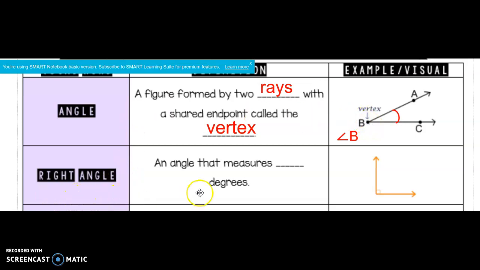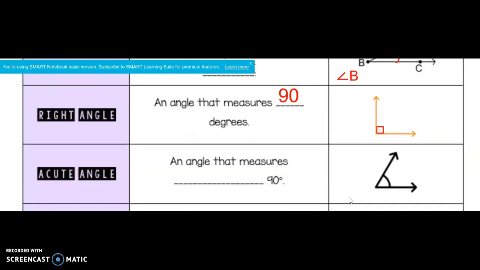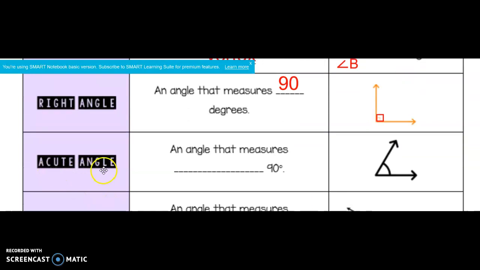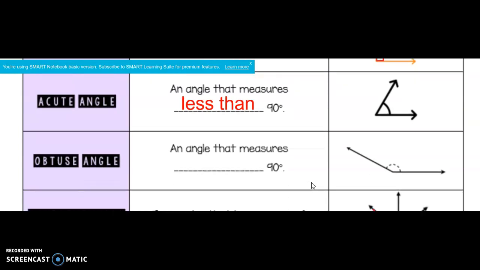Right angle is an angle that measures 90 degrees. Often we'll see a box drawn to show that it is a 90-degree or right angle. Acute angle, an angle that measures less than 90 degrees. Obtuse angle, an angle that measures more than 90 degrees. That's greater than a corner, less than a corner.